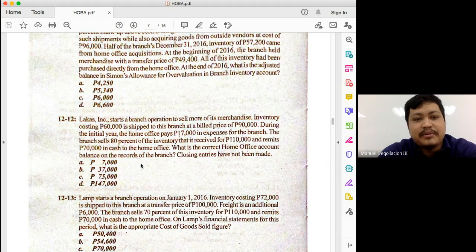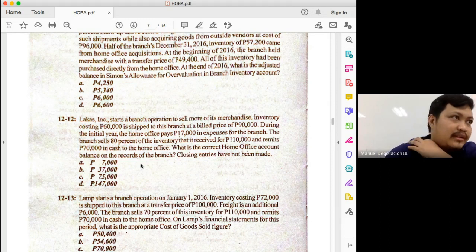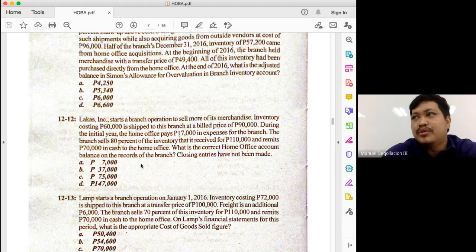The branch sells 80%. We will not consider this one because this would have only been relevant in the computation of the profit, class. However, the remittance here of 70,000 would be relevant because we will treat this as a withdrawal transaction. What is the entry for the cash remittance in the books of the branch? Debit, home office, and credit, cash. There is a debit to home office because we treat this as a withdrawal transaction. Okay? And then books of the home office entry would be debit, cash because it received the cash from the branch, and credit, investment in branch.